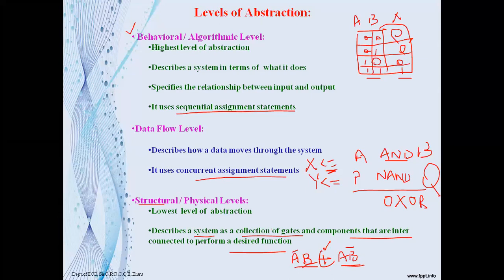So these are the 3 levels of abstraction. While you're writing the architecture body of a VHDL, the architecture body can be at 3 different levels here. Behavior level, also known as the behavioral modeling style. Data flow, also known as the data flow modeling style, and the structural modeling or the structural level of abstraction.